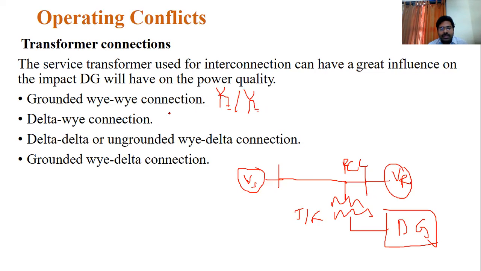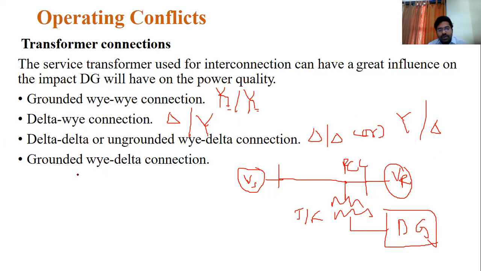Then what is the second one? Delta to Y connection. What is the third one? Delta to delta connection, or ungrounded Y to delta connection. Ungrounded means this is not grounded, to the delta connection. So this is quite opposite: delta to Y, and this is the Y to delta.